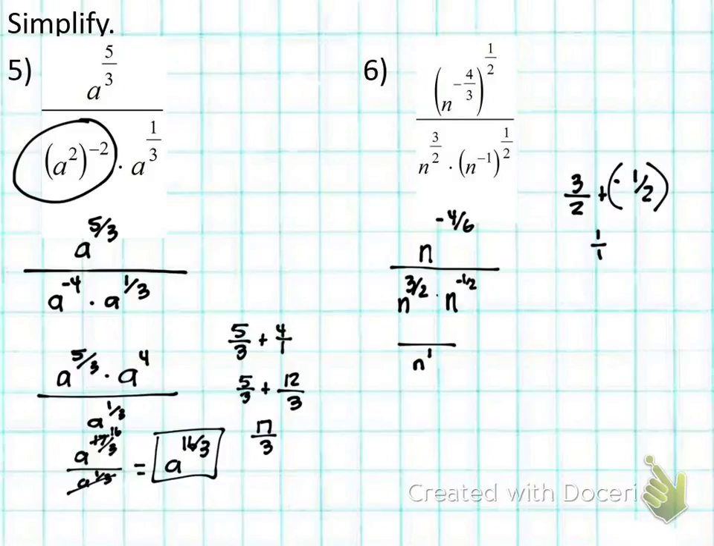To the first power, we got the numerator is n to the -4/6. But I could change that to be n to the -2/3. Okay. I don't like negative exponents, so I'm going to bring this to the bottom. So it's going to be 1 over n to the 2/3 times n to the first. I'm going to combine these, so it's going to be n to the 5/3.